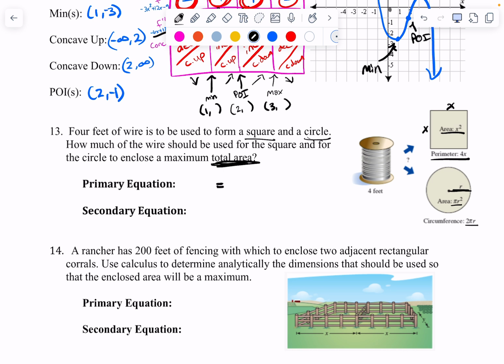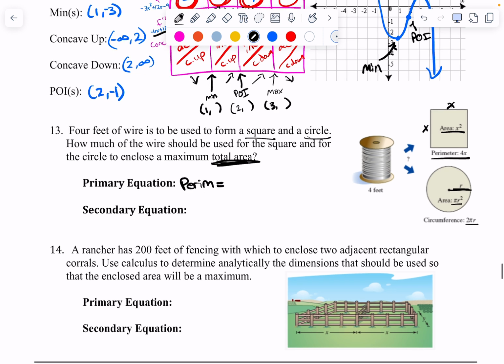Yeah. If we're talking perimeter, let's go perimeter. Perimeter is, what'd you say? 4x plus 2 pi r, yeah? And did you find it? Is it sitting there? Oh, right here.